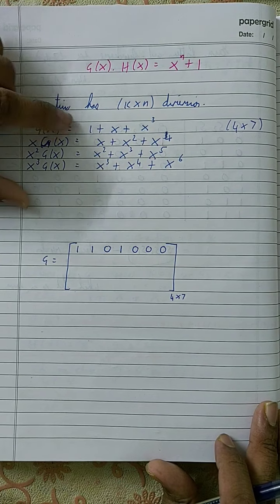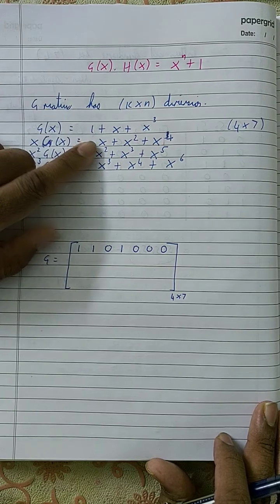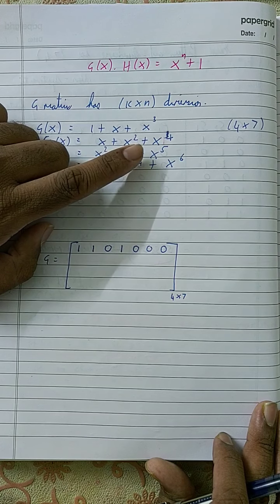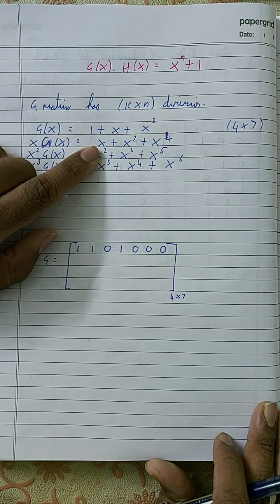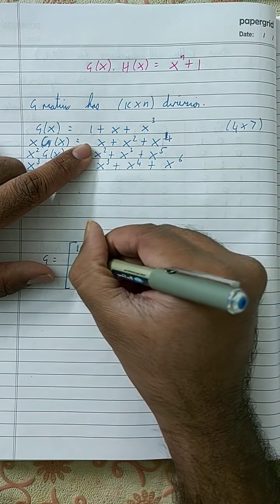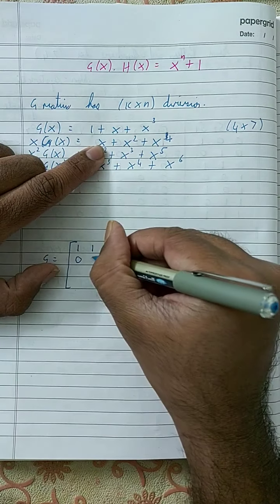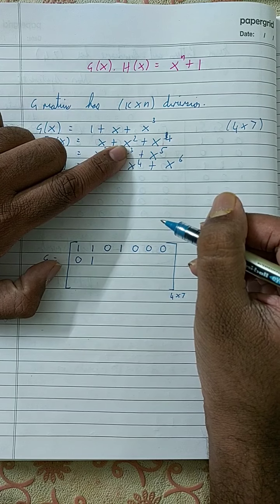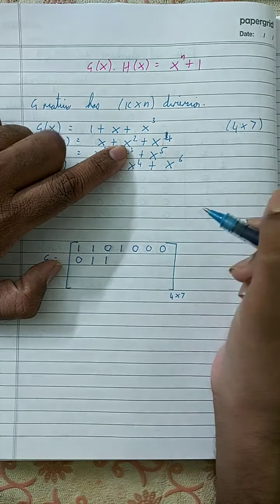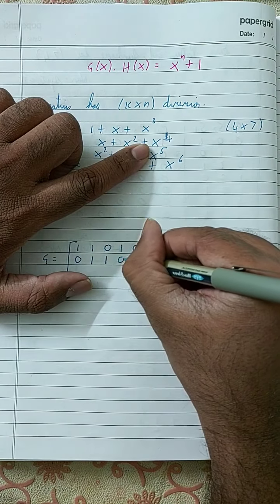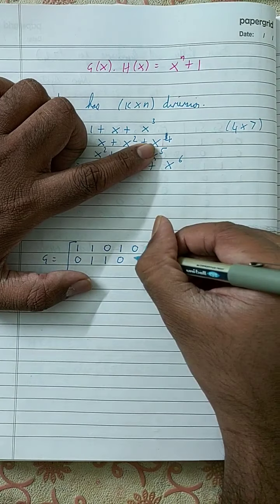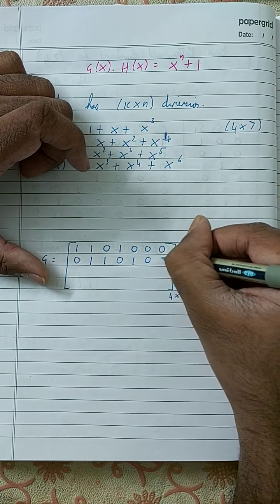Okay, now in the same way, look at the second row. The second row is where x square and x raised to 4, which means this is the second one, right? So the first one is 0, x is there, so this is 1. The coefficient of x square is 1, so it's also here. The coefficient of x cube is 0, so this will be 0. And the coefficient of x raised to 4 is 1, so it's 1. And the rest of them will be 0.